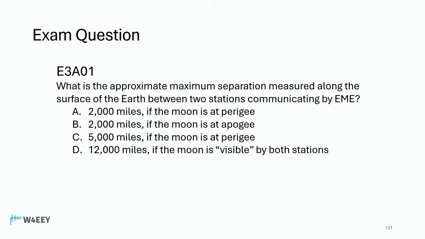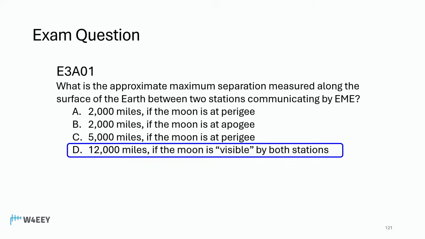Alpha. Delta. It is delta. Yeah, you got to see the moon. You got to be able to see the moon at opposite ends of the Earth, 12,000 miles.